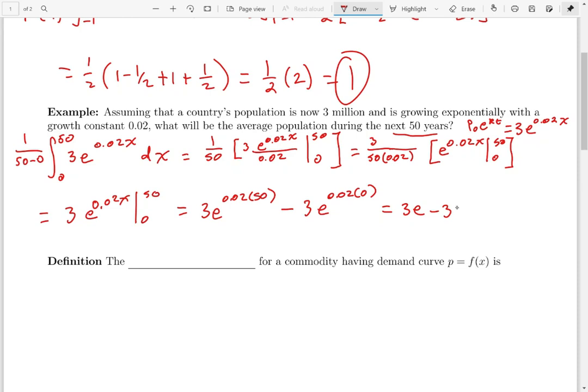And so 3e minus 3, that's approximately 5.1548, and of course our units are million. And so 5.1548 million people on average over the next 50 years if this growth curve is what we're following.